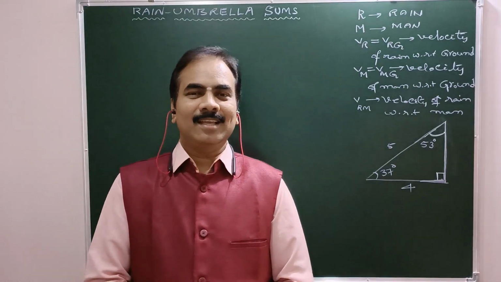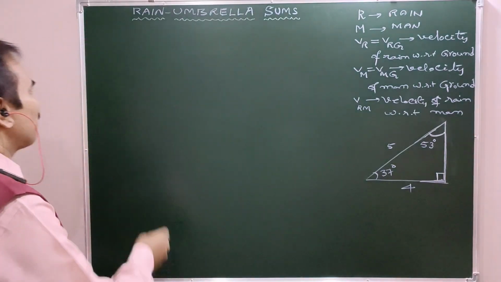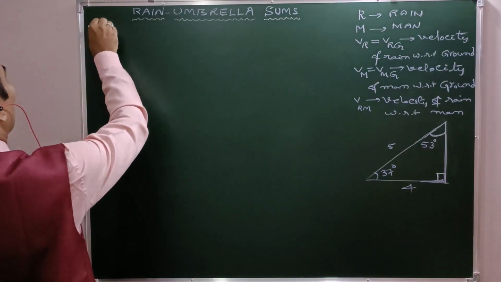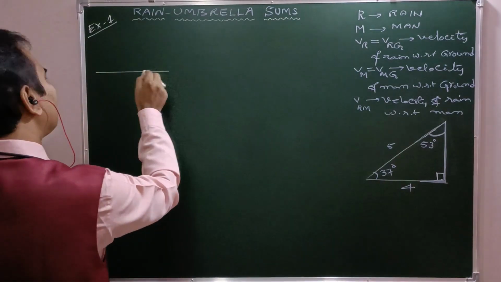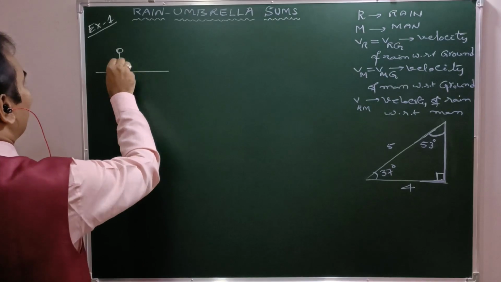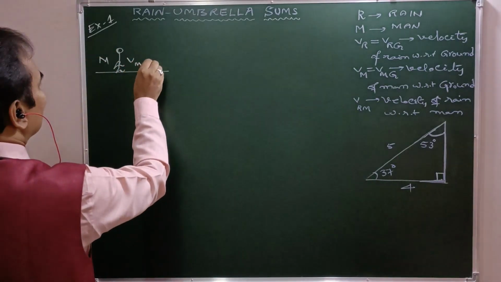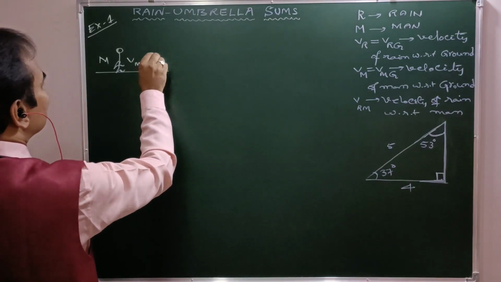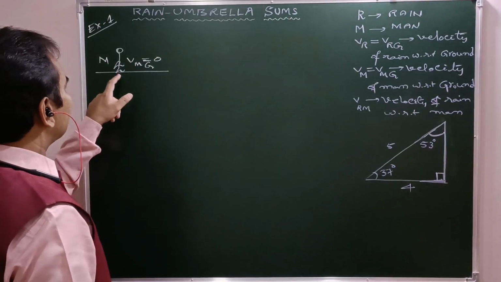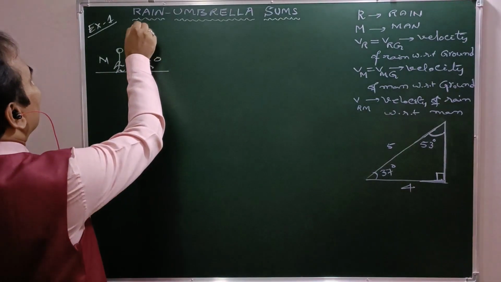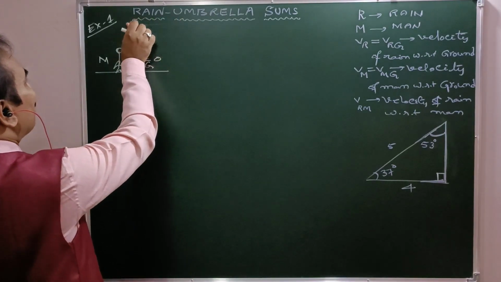Now let us see the best examples in this topic. In example 1, a man is standing on the ground, means velocity of man with respect to ground is 0. He is stationary, he is not at all moving. With respect to the stationary man, rain is falling vertically downwards.